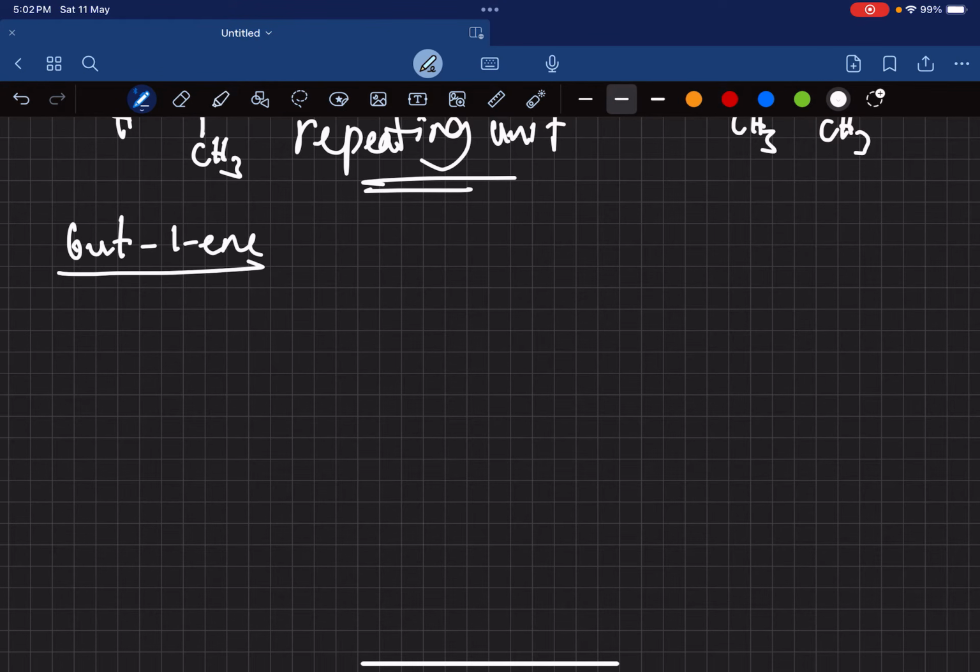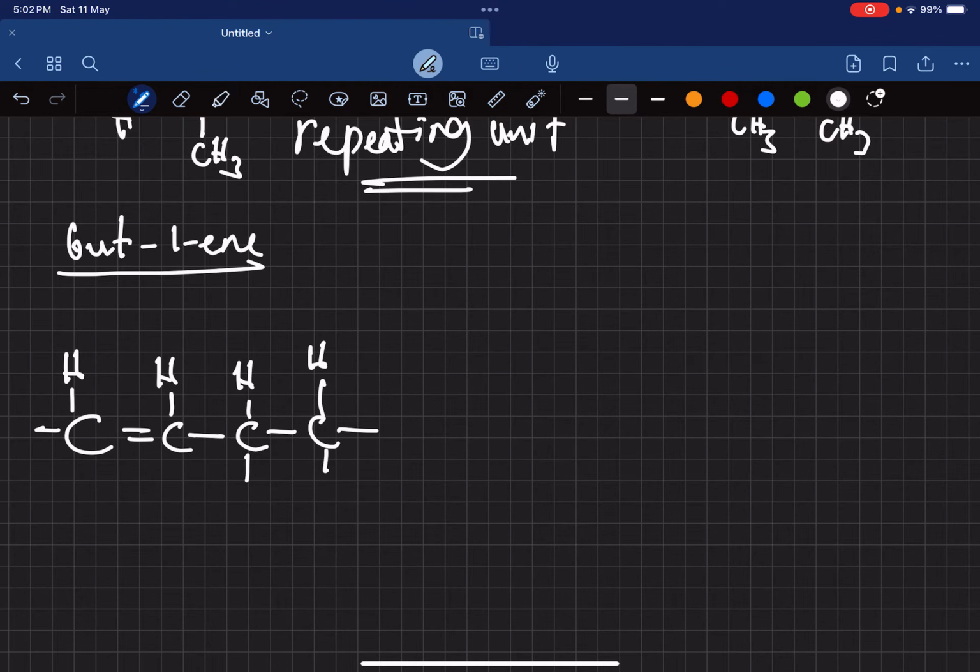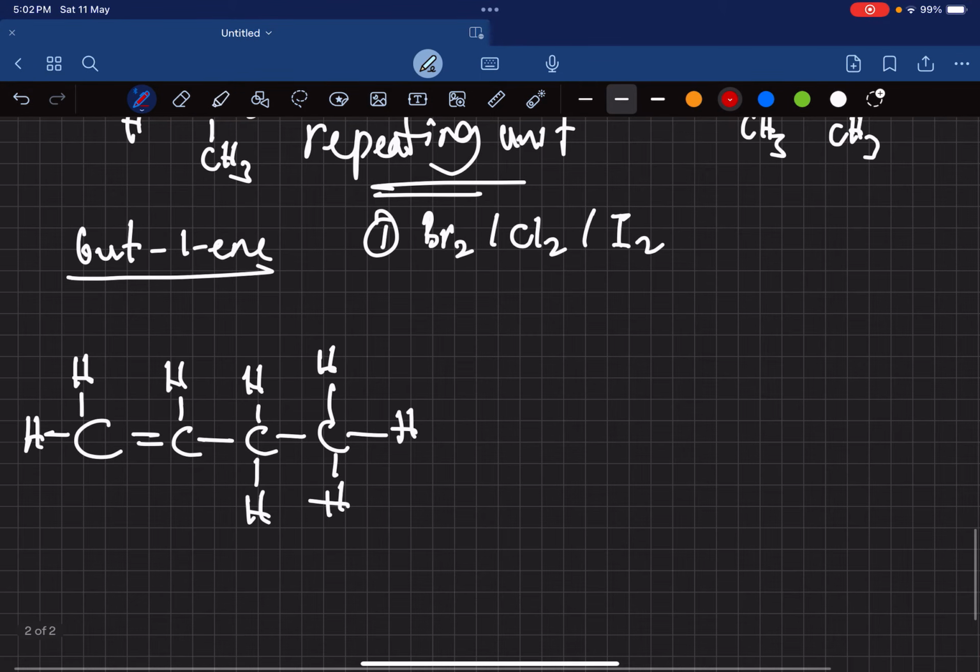Okay, so when we have but-1-ene, there are many reactions that can happen. Like for example, let's say we have but-1-ene here, right? Okay, so there are many reactions that can happen. We can add something like bromine, or we can add things like chlorine, or we can add things like iodine. This entire reaction is called, okay, what is it called?